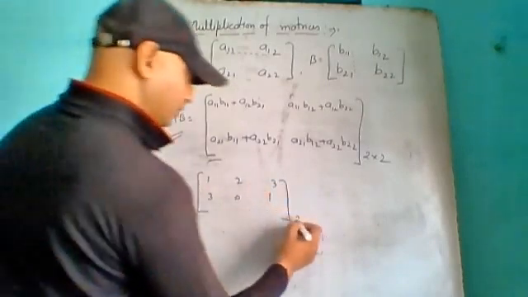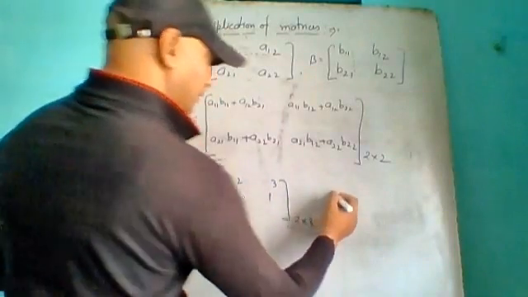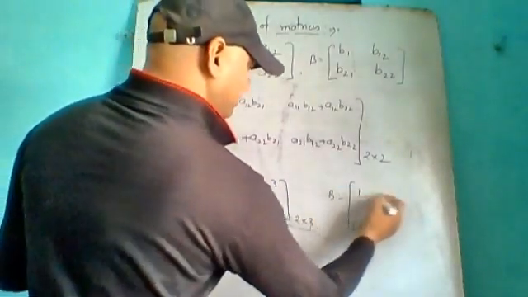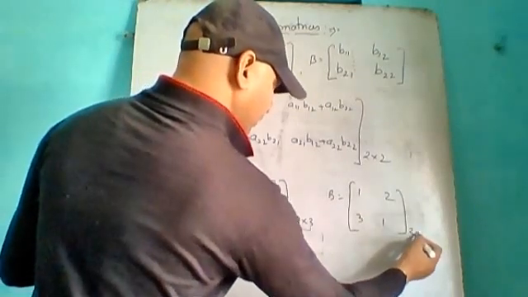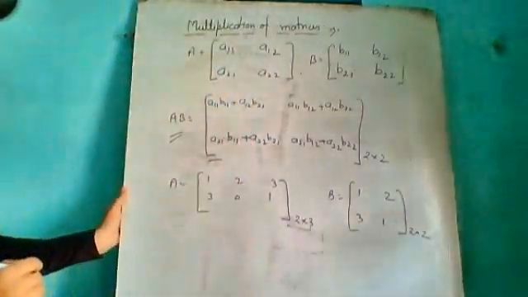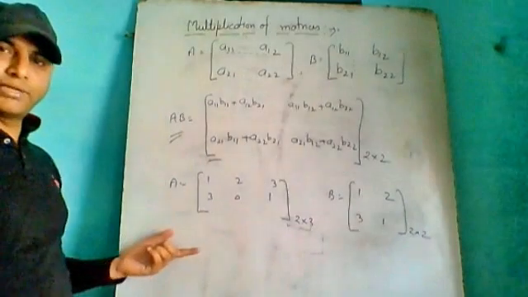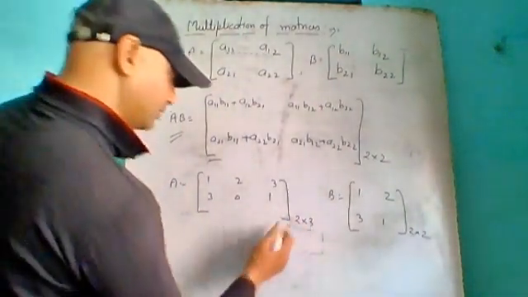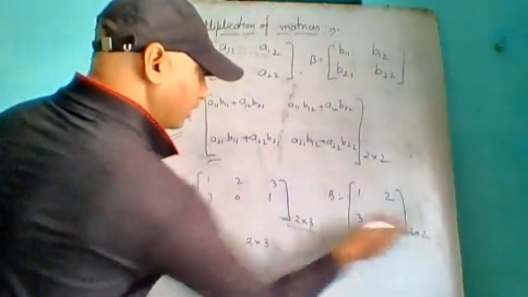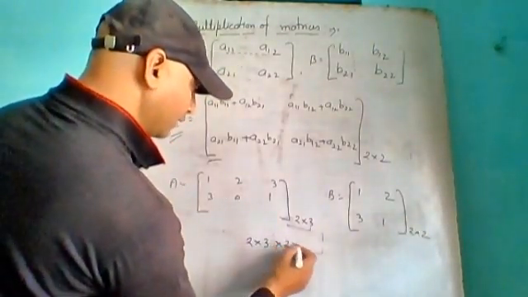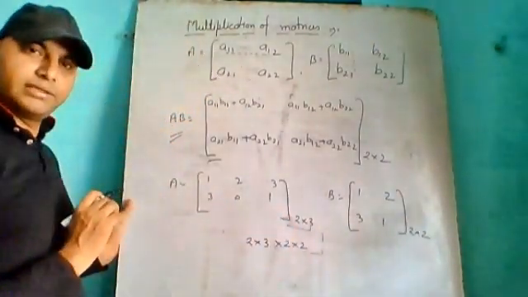The matrix is 2 by 3 and the matrix B is 2, 3, 1, which is 2 by 2. Okay. Product. So first we can find the product right here. The order of the first matrix is 2 by 3 and the order of the second matrix is 2 by 2. What is the condition for this?